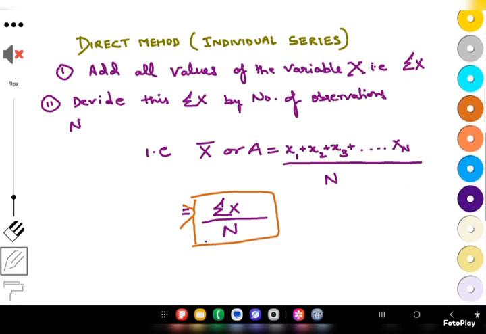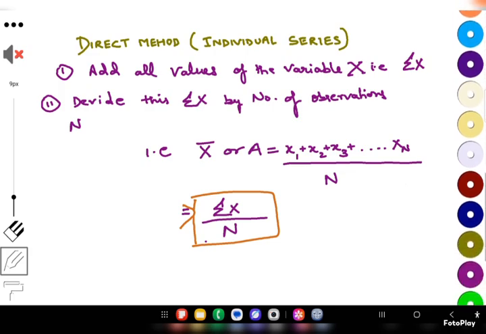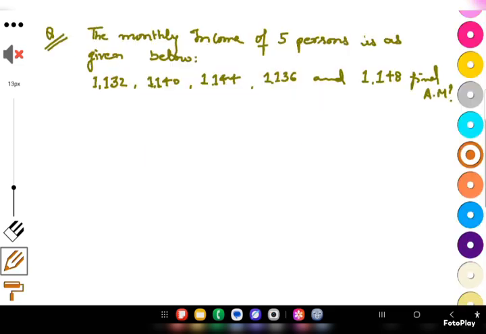So there are two major steps. First of all, we add all the values of the variable X so as to obtain sigma x, that is the total of x, and then we divide this total sigma x by the total number of observations, as we saw in the formula earlier. So it's like x1 plus x2 plus x3 till the series goes on to reach xn, upon n, that is sigma x upon n. So here I have taken it for the application part.